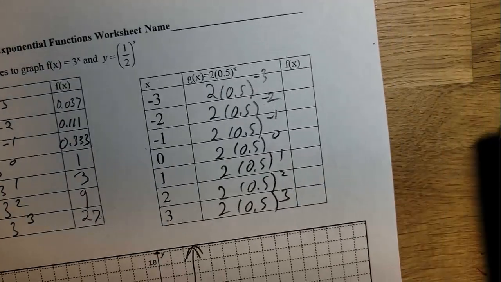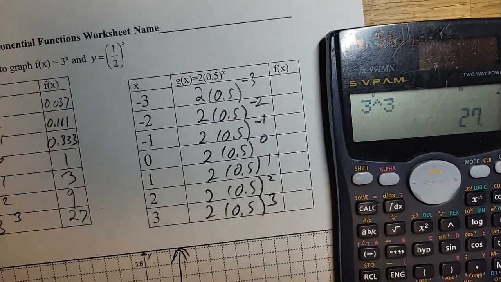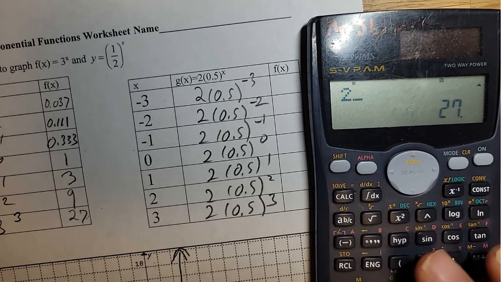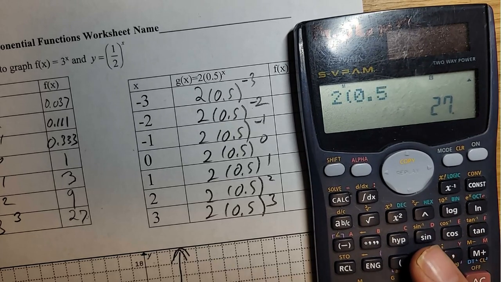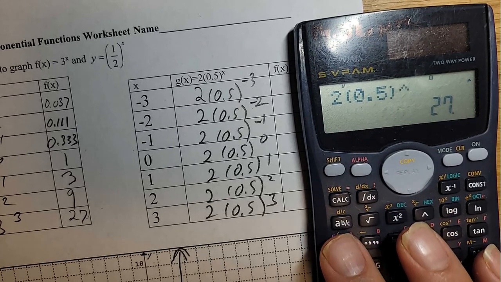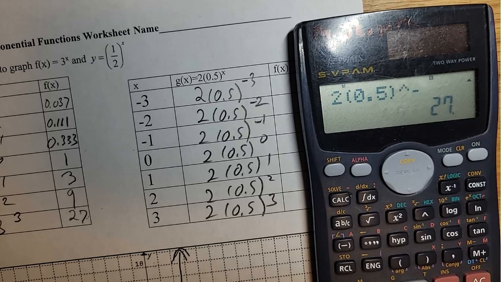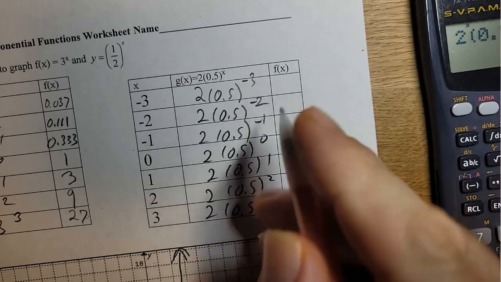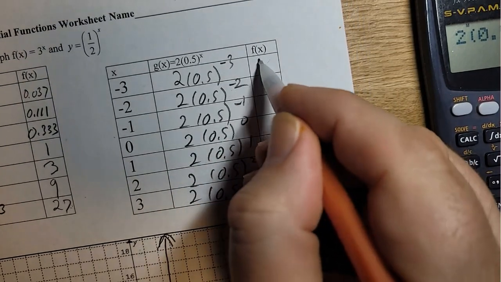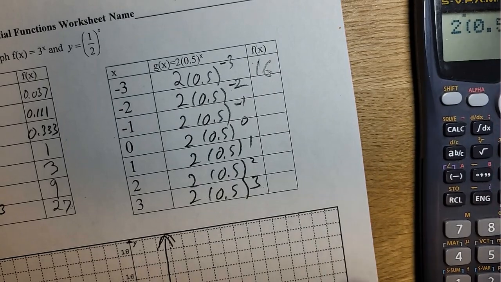I'm going to get my calculator and type it in. So 2, and then I'm going to put bracket, 0.5, close the bracket, use my exponent key, and I'm going to use that negative sign there to the 3. I get 16. First one's 16. 16 right here. Next one, same idea.